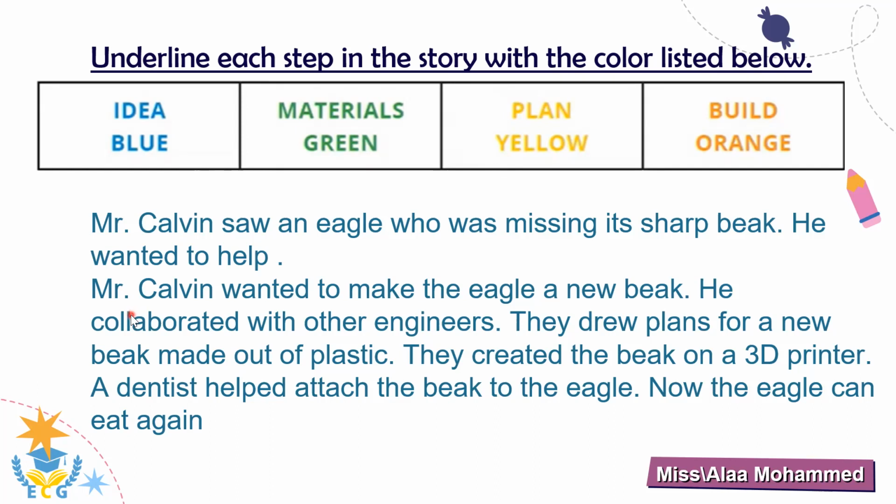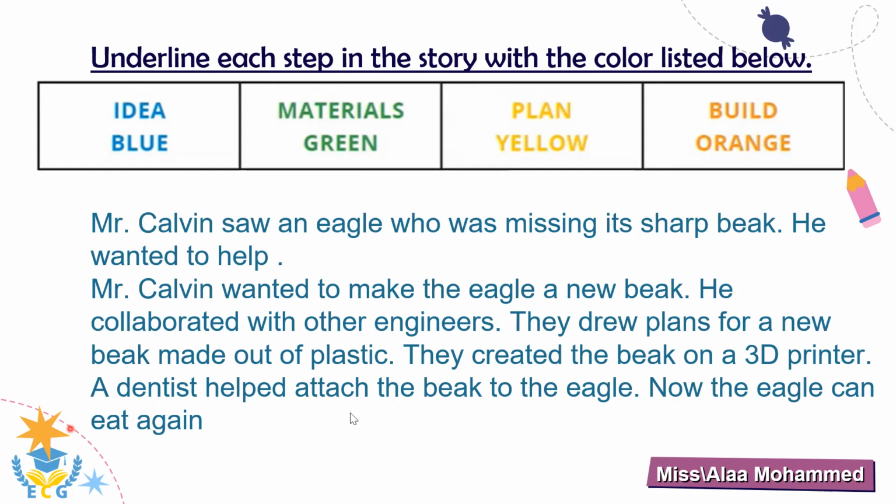Mr. Calvin saw an eagle who was missing its sharp beak. He wanted to help. Oh, my poor eagle. Mr. Calvin wanted to make the eagle a new beak. He collaborated with the other engineers. They drew a plan for a new beak made out of plastic. They created the beak on a 3D printer. A dentist helped attach the beak to the eagle. Now the eagle can eat again.